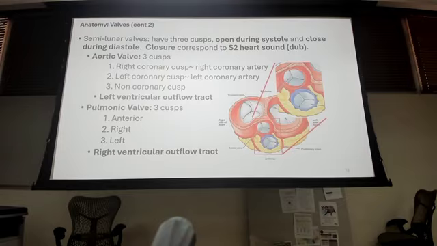Then we talked about the semilunar valves. You have the pulmonic valve, which is the outflow of the right ventricle, and the aortic valve, which is the outflow of the left ventricle. But we talked also about how the aortic valve is important because just above the valve is where the ostia, the start of the coronary arteries, are located. So if you have anything that disrupts blood flow in that area, then you are going to disrupt blood flow into the coronary arteries.